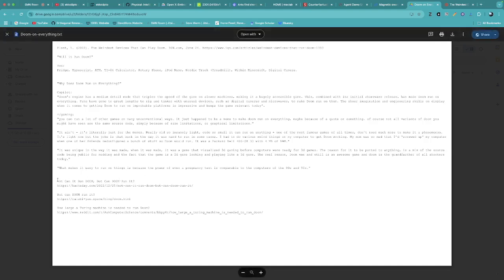So then there's this article here, not can it run Doom, but can Doom run it? This is this article here. But can Doom run it? And there's another blog post on that: How large is a Turing machine if needed to run Doom? So this is a question about how large of a Turing machine is needed to run Doom.